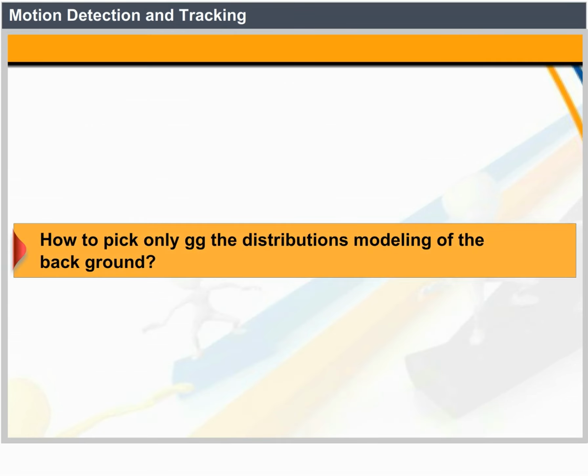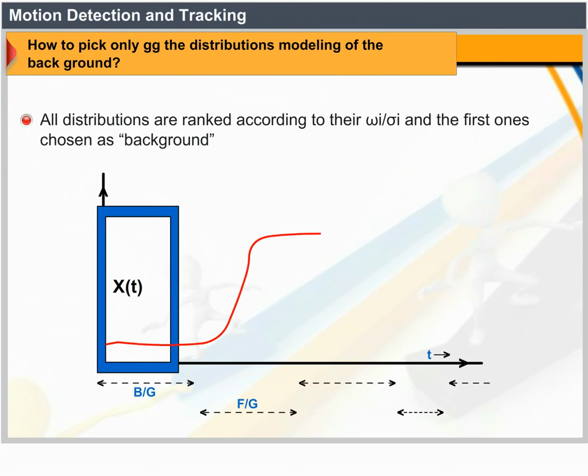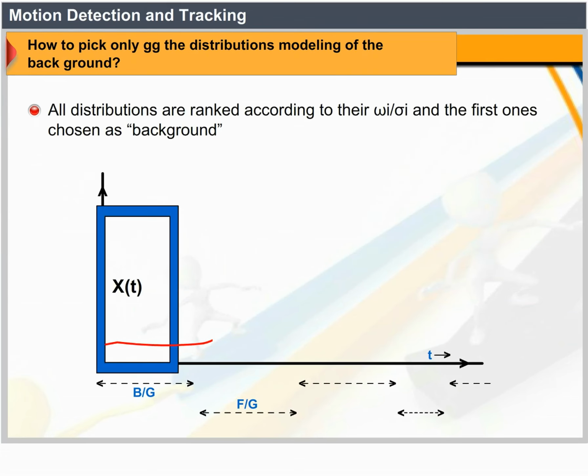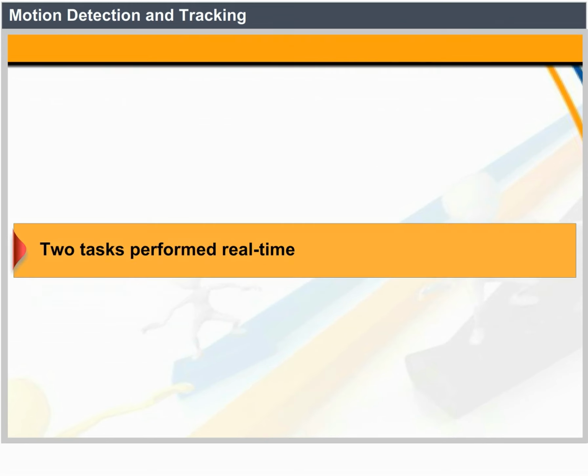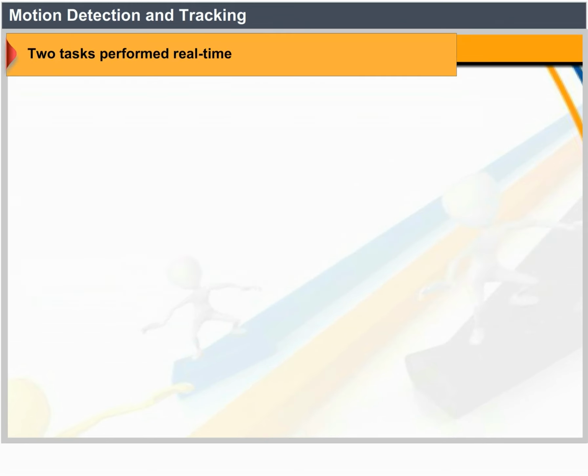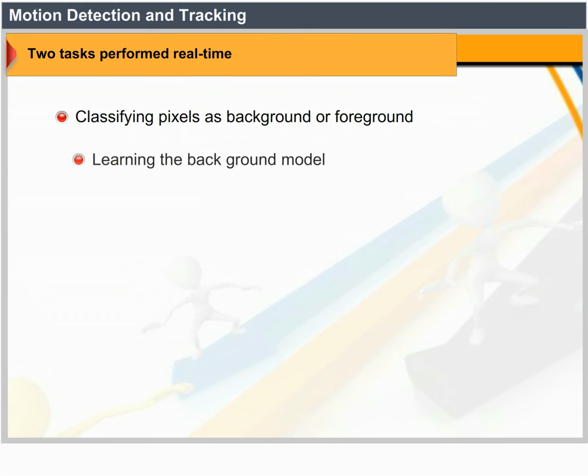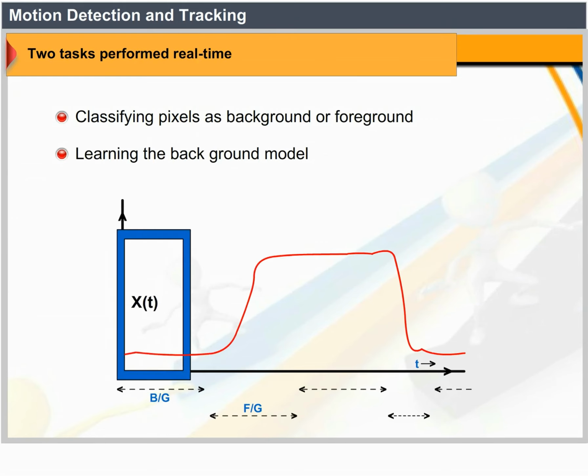How to pick the distribution models of the background? All distributions are ranked according to their omega i by sigma i, and the first ones are chosen as background. Two tasks are performed in real time: classifying pixels as background or foreground, and learning the background model.